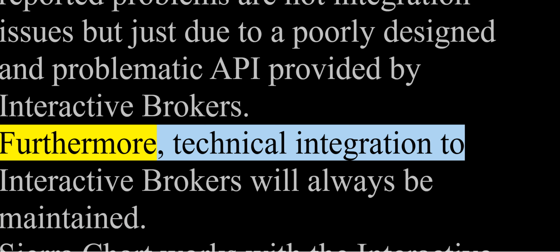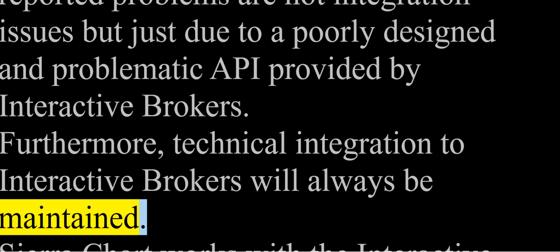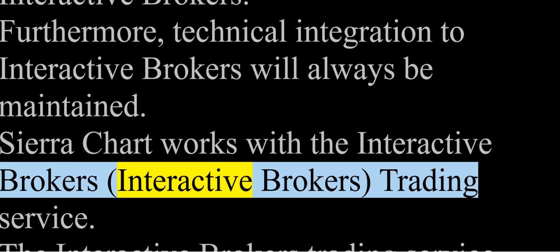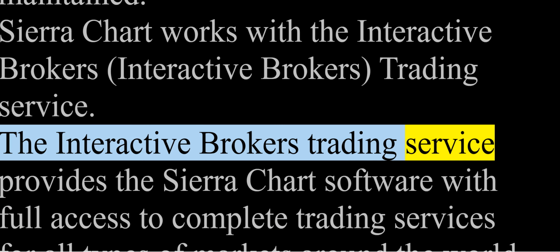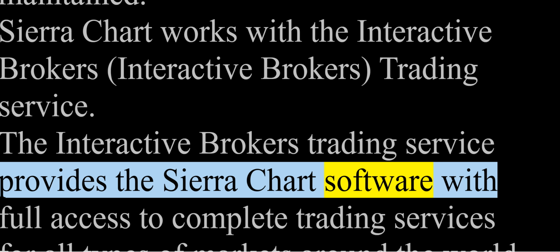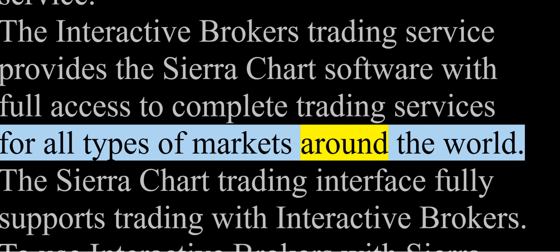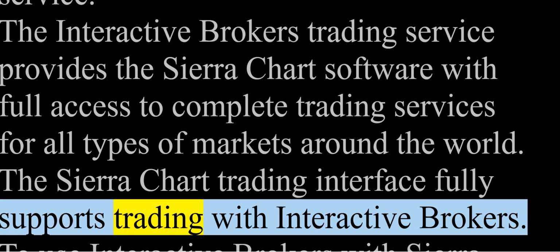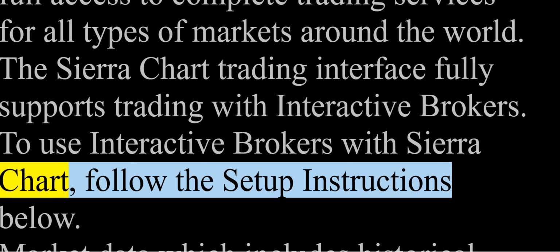Brokers. Furthermore, technical integration to Interactive Brokers will always be maintained. Sierra Chart works with the Interactive Brokers trading service. The Interactive Brokers trading service provides the Sierra Chart software with full access to complete trading services for all types of markets around the world. The Sierra Chart trading interface fully supports trading with Interactive Brokers. To use Interactive Brokers with Sierra Chart, follow the setup instructions below.